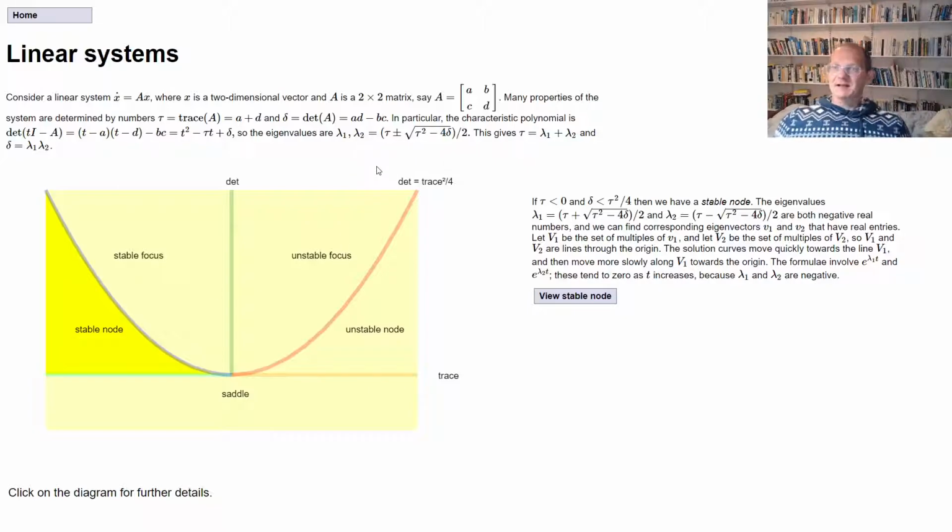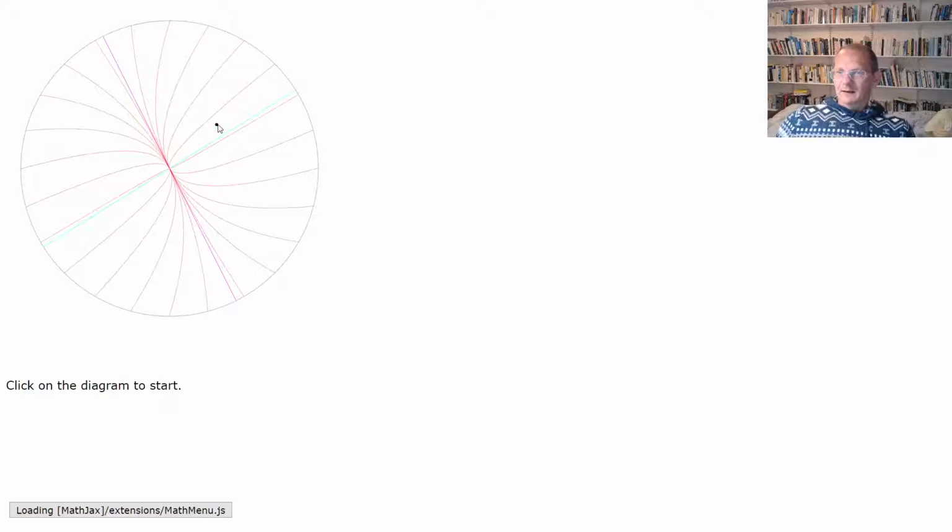Remember, the trace is lambda 1 plus lambda 2. So if lambda 1 and lambda 2 have the same sign, then tau will have the same sign as well. Here we're over to the left, where tau is negative, so lambda 1 and lambda 2 are both negative. This is what's called a stable node, where lambda 1 and lambda 2 are both negative real numbers.